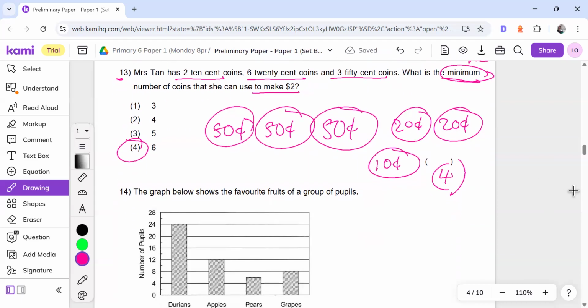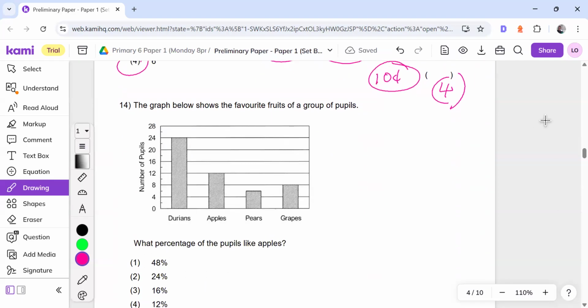Question 14. Okay, question 14. What percentage? Everyone should know already. Change it to a fraction, right? So that you can do faster. And then next one, put numbers on the bar graph. So line graph, bar graph, you have to put the numbers on top. And then what fraction of the pupils? So can you find how many pupils altogether? Then you just add the numbers.